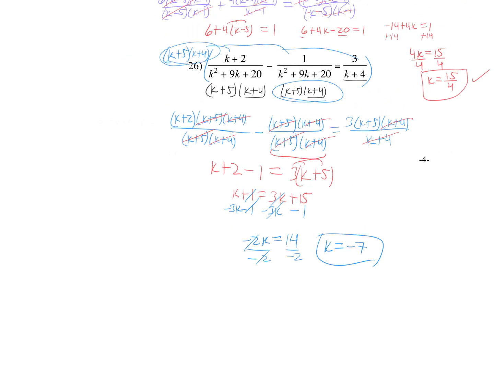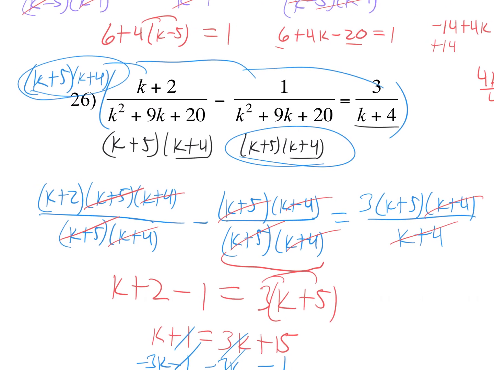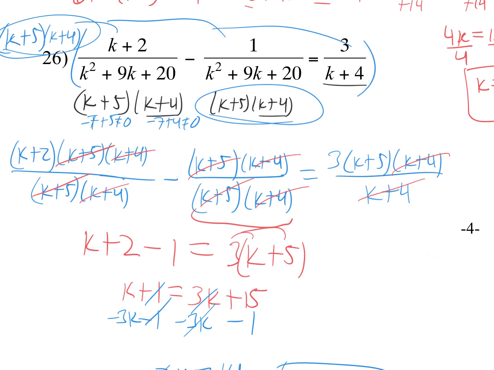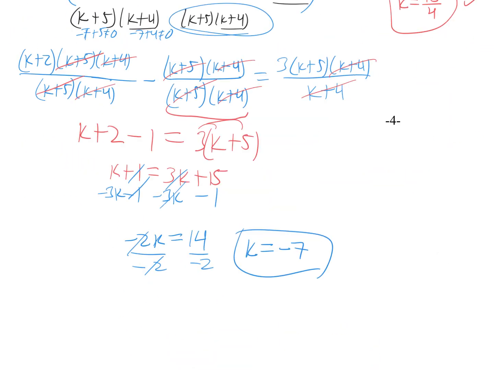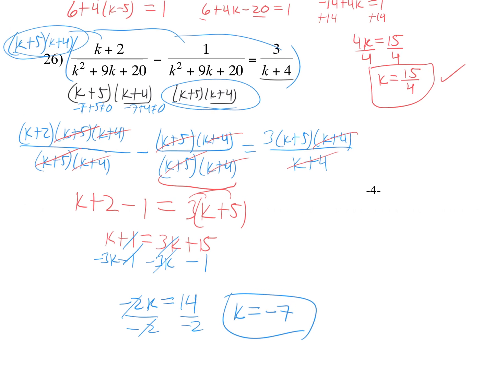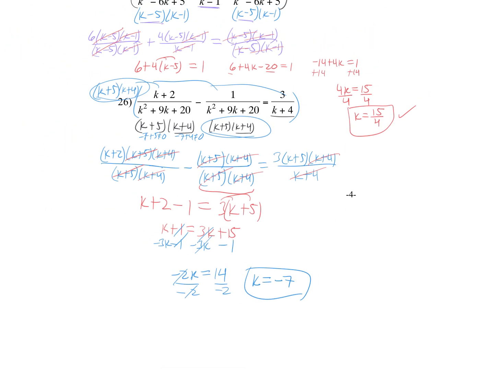And then when you plug it back into the denominator, you're not going to see a 0 anywhere. Negative 7 plus 5, that's not 0. Negative 7 plus 4, that's not 0. So we're good. None of these were really any interesting cases where we get an extraneous solution.